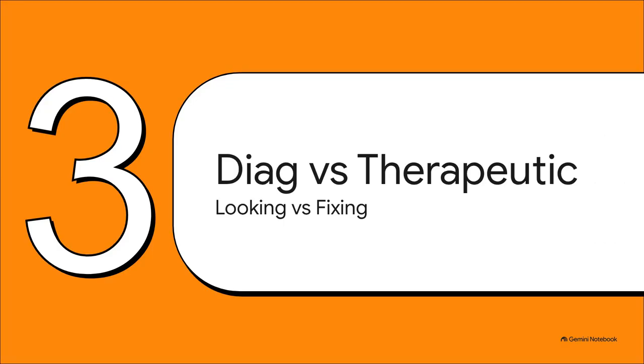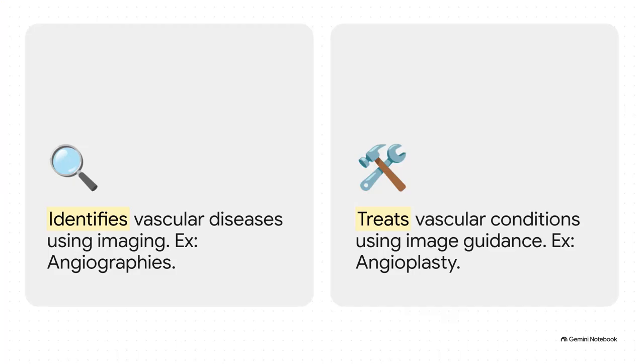Next up is Section 3, Diagnostic versus Therapeutic. Think of it like this. Diagnostic procedures basically act like a scout. The physician is guiding a catheter in and using contrast dye purely to visualize the area, focus on the imaging, and figure out exactly what the problem actually is. A classic example would be a diagnostic angiography to detect a blockage.